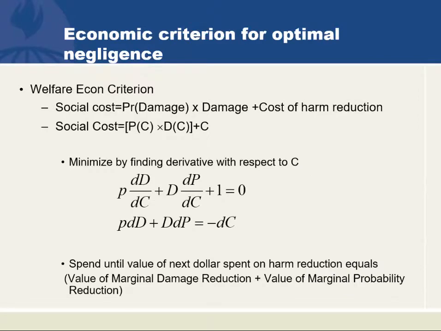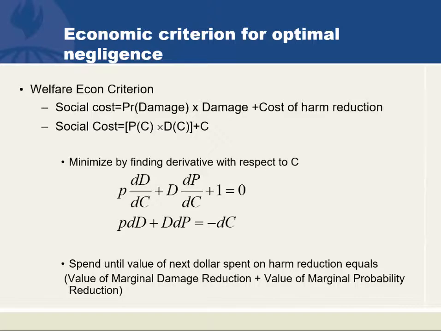However, if one really wanted to do the economics, there would be a better version of the Learned Hand criteria. Here we see that the social cost of medical errors is the probability of damage times damage plus the cost of harm reduction. So if we really wanted to do the math on this, we would say that the total social cost equals P(C) times D(C) plus C.